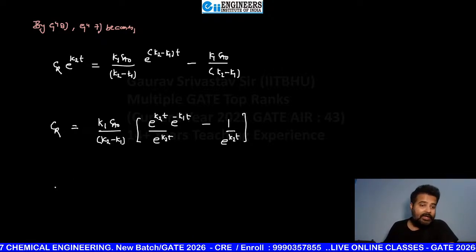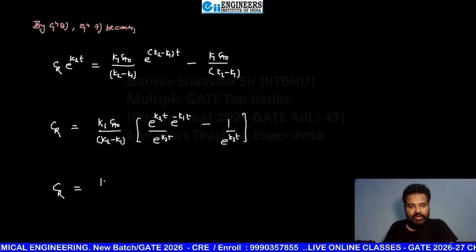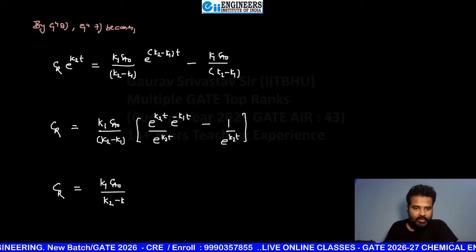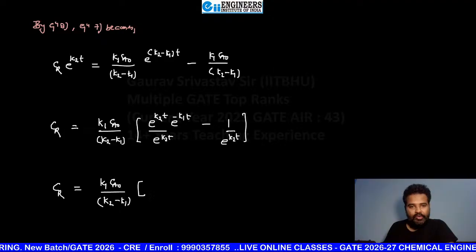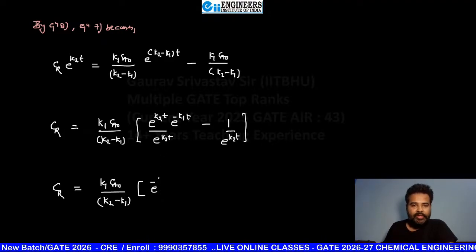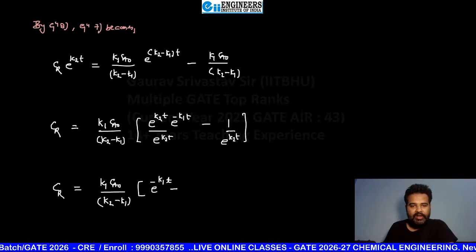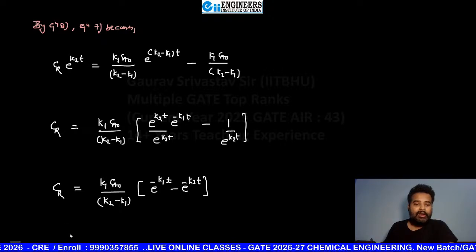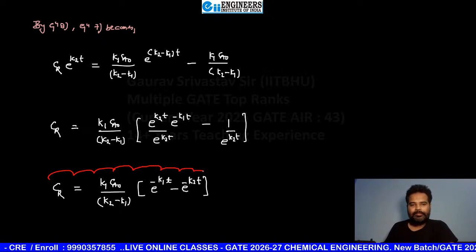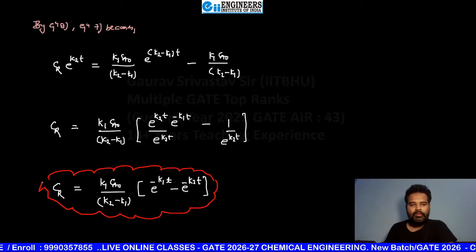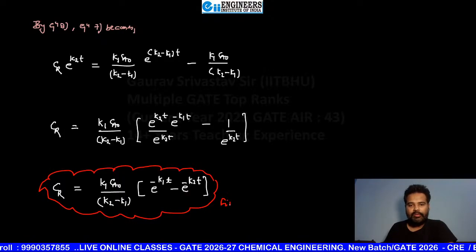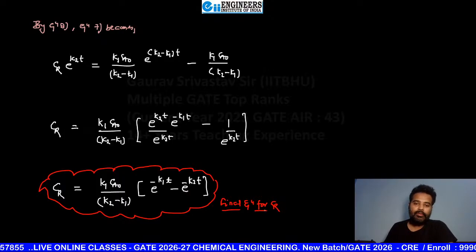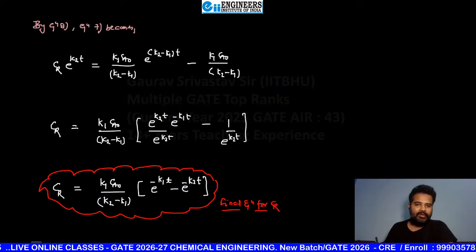If you are feeling any difficulty in any step, beta, feel free to ask me. So CR final expression can be written as K1 CA naught upon K2 minus K1, and here K2t cancelled, so it can be written as e raised to power minus K1t minus e raised to power minus K2t. This is your final expression that shows you the concentration of R with respect to time. Okay, so this is final equation for CR. That is your equation number 9.